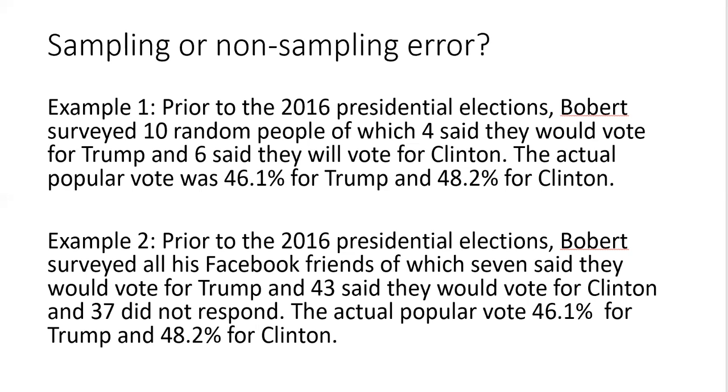I hope that you see that it is a non-sampling error. It's due to poor design. First of all, because Bobbert was asking his Facebook friends, he omitted a large portion of the population. He basically selected only people who use Facebook, which represent a certain type of population. Plus, we have a high non-response rate. See, 36 people did not respond. So that's a non-sampling error as well.